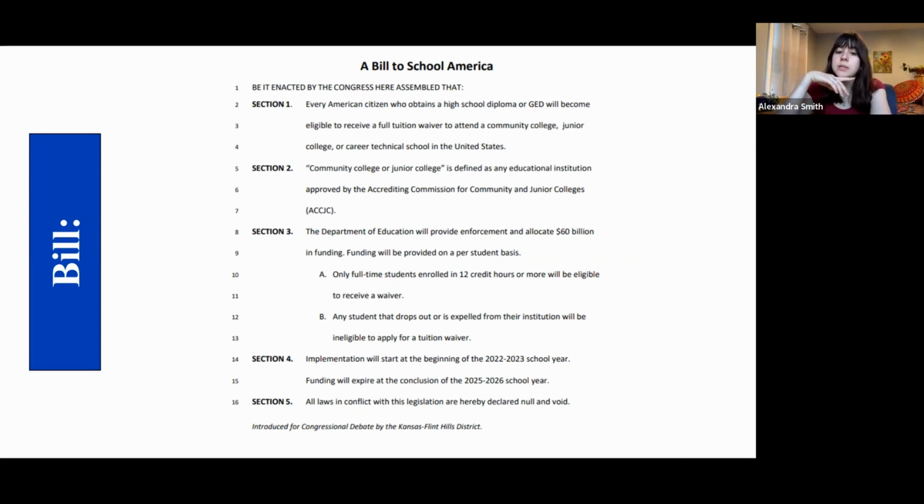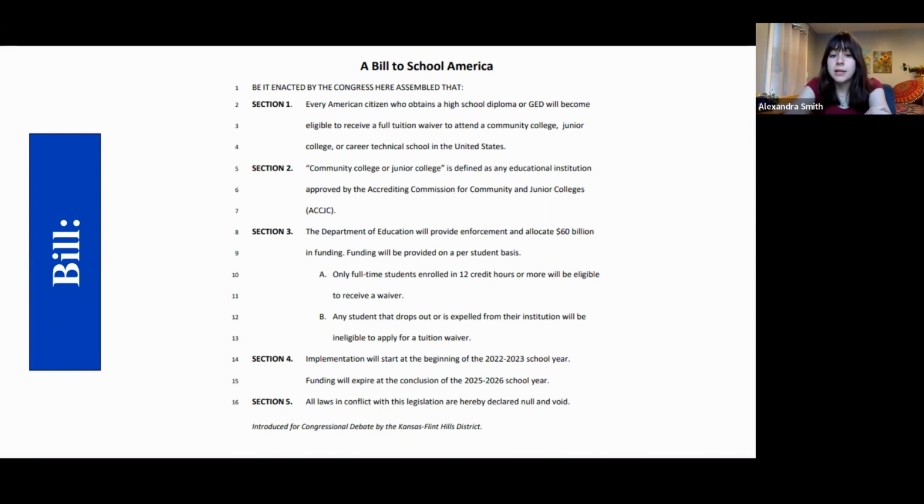Section 4, implementation will start at the beginning of the 2022-2023 school year. Funding will expire at the conclusion of the 2025-2026 school year. So that's giving a specific time frame the legislation is being implemented between. A lot of times there won't be end dates for legislation. This is a bit of an oddball in that case, but just keep that in mind. You can have an end date, you cannot have an end date. And then that final section, all laws in conflict with this legislation are hereby declared null and void.